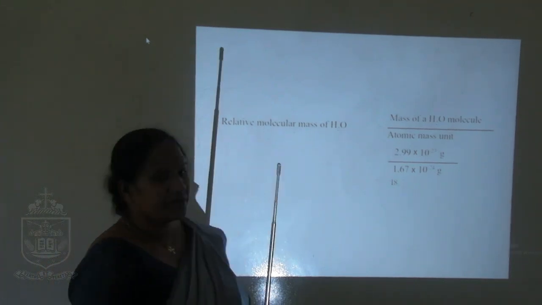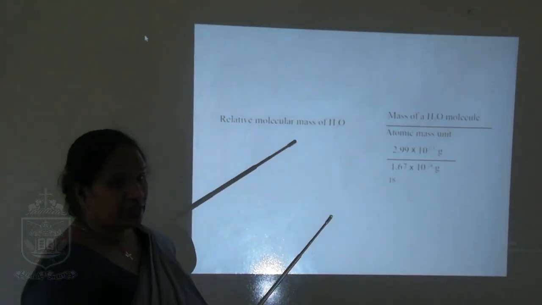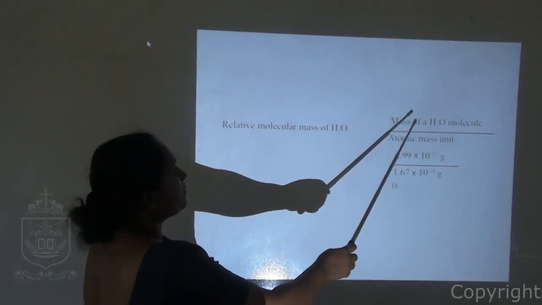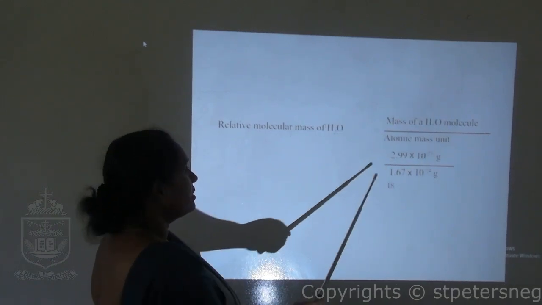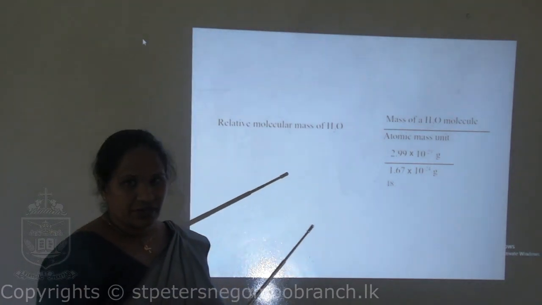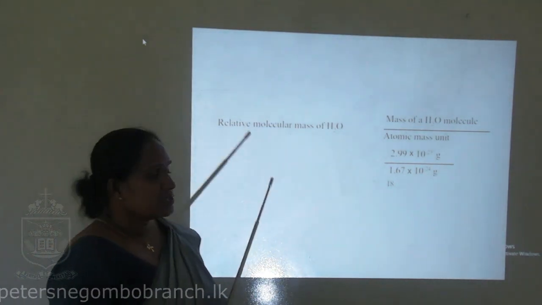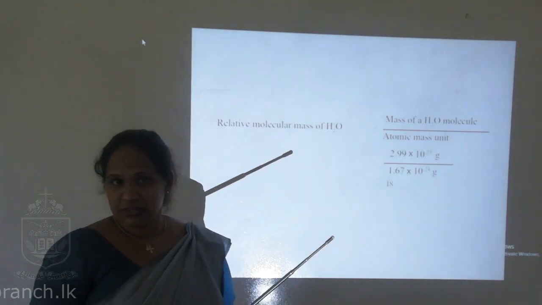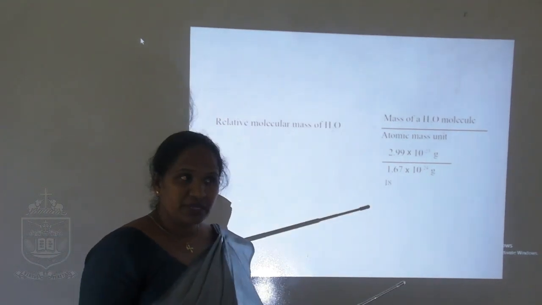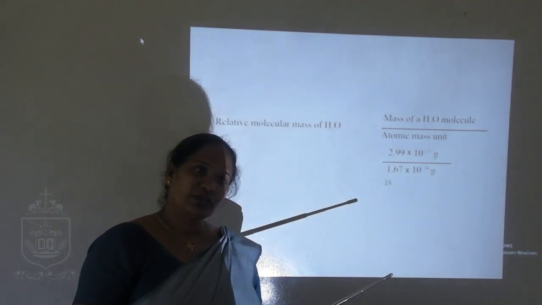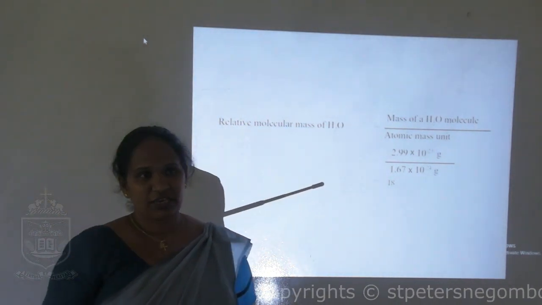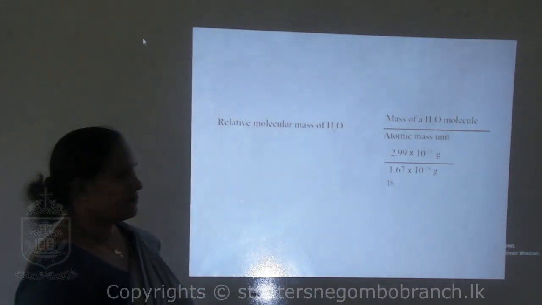And here there is another example. Find the relative molecular mass of water, H2O. Mass of an H2O molecule divided by the atomic mass unit. The answer will be 18. This is one method of finding the relative molecular mass. There is another method of finding relative molecular mass. We'll see what it is.